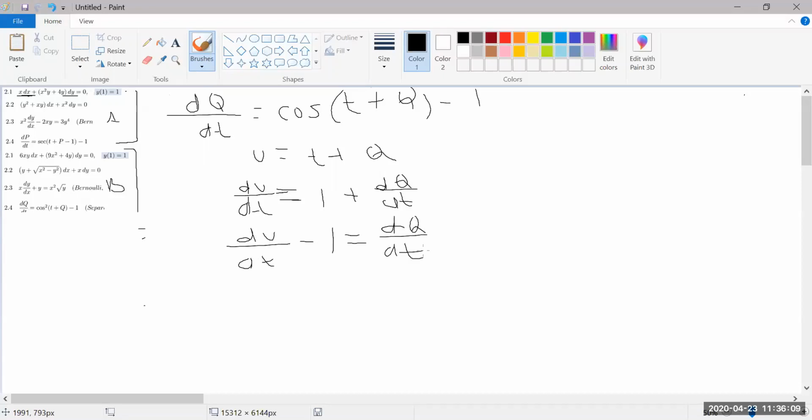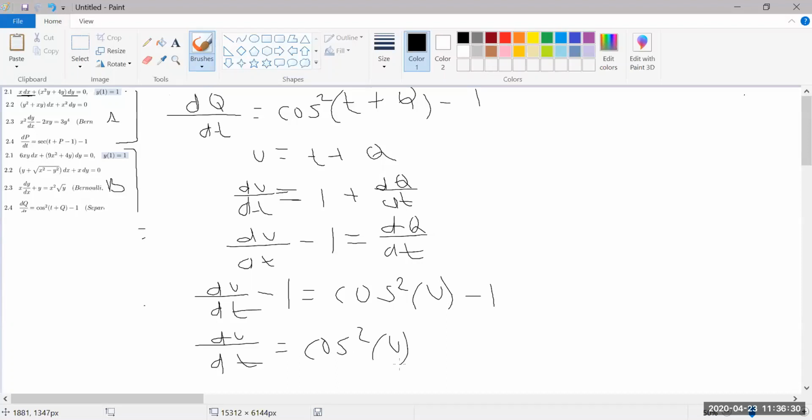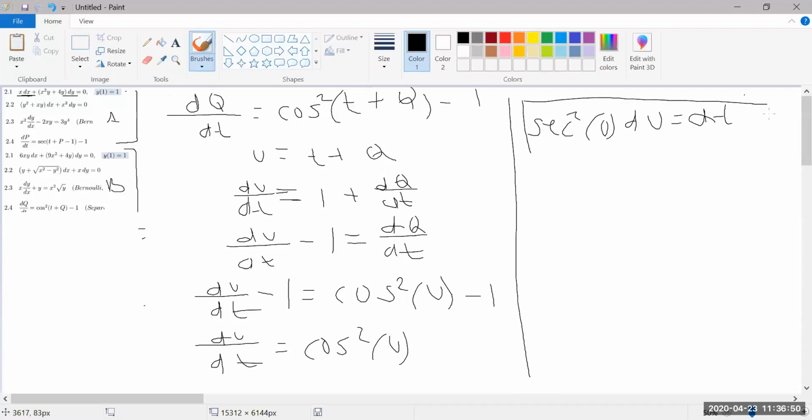We can substitute here, so we have our du dt minus 1 equals cosine squared of u minus 1. Our minus 1's go away, so we have du dt equals cosine squared of u, and to get it into its ready to integrate form, we're going to divide by this cosine. Again, dividing by a cosine results in a secant. So you get your secant squared u du equals dt, and that is the ready to integrate form of this.